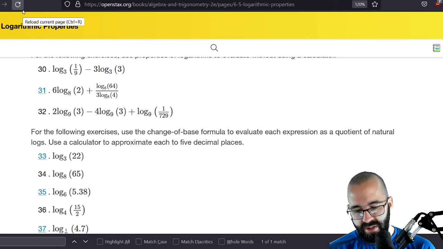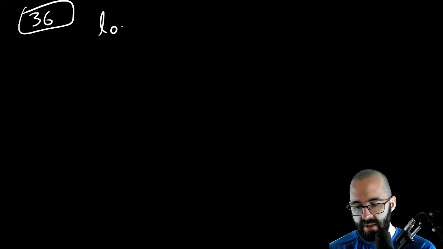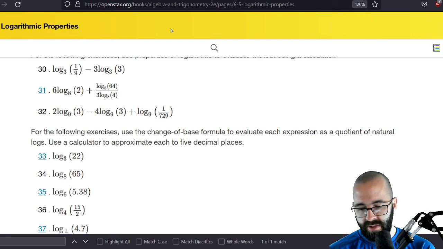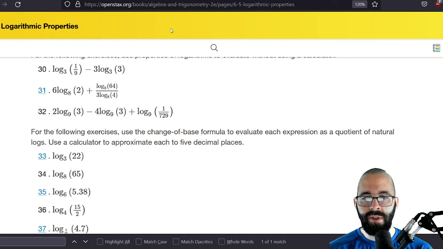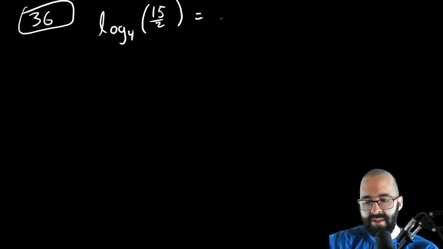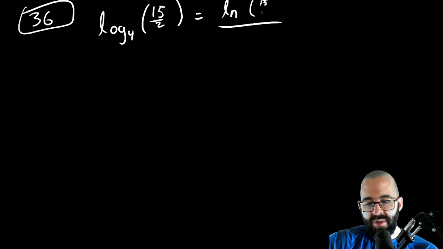Use the change of base formula to evaluate as a quotient of natural logs. Log base 4 of 15 over 2. Wants us to use the change of base formula to write as natural logs, and then use a calculator. Change of base formula says we can change it to any base we want as long as we divide. So instead of log base 4 of 15 over 2, it's the natural log of 15 over 2. We just have to pay this little penalty of dividing by the natural log of 4.